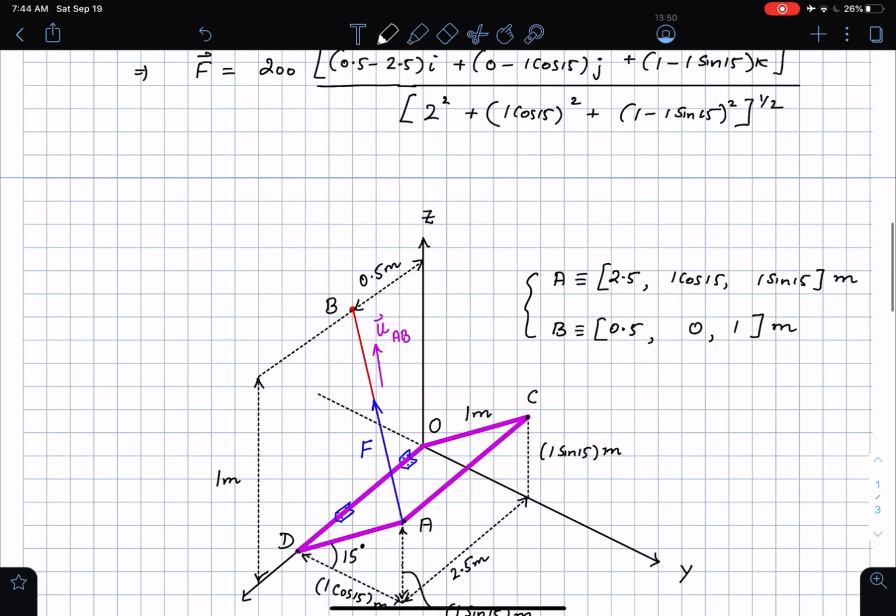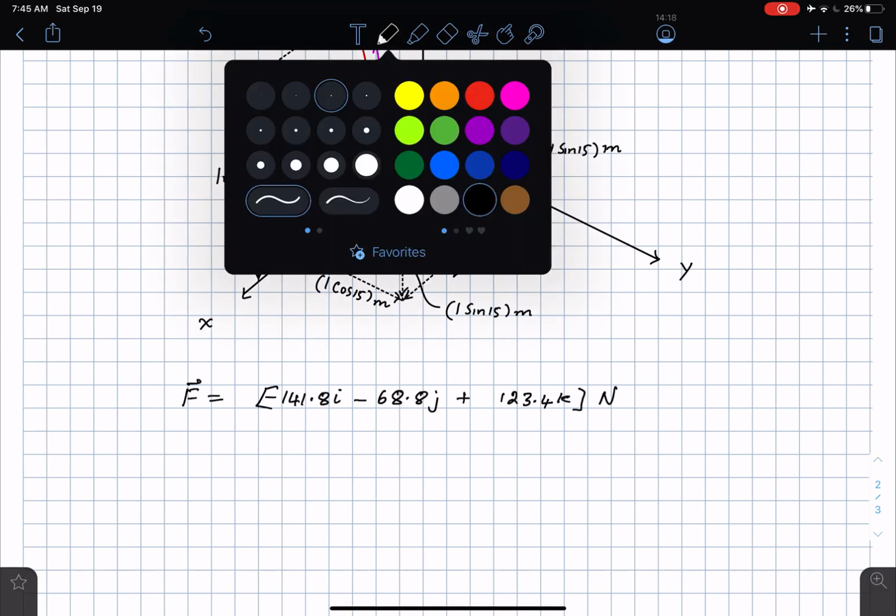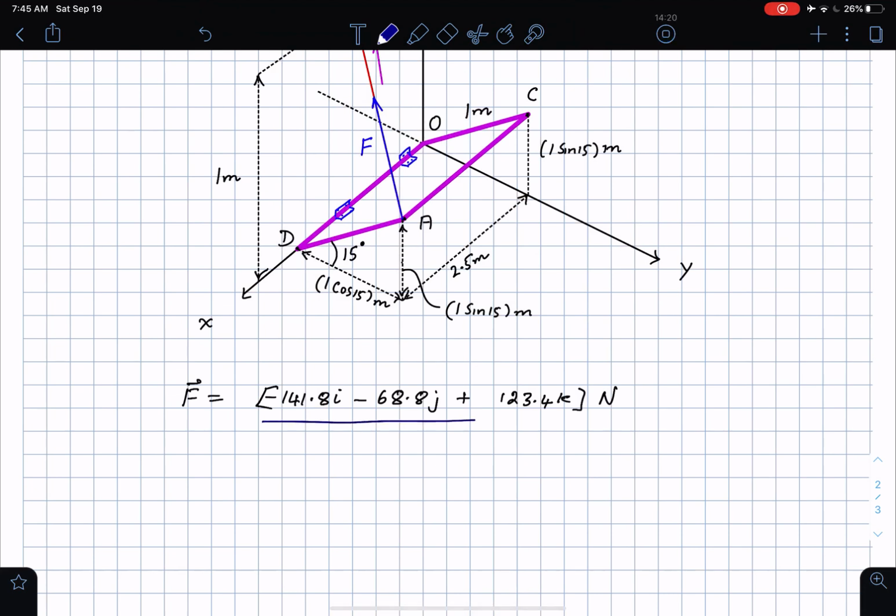If I do this, I will end up getting the force as a Cartesian vector. Very basic ideas once again. And so the force can be written as the following: minus 141.8i minus 68.8j plus 123.4k, so many newtons. So this is the force written as a vector. That was a little darker blue than I needed, but this is good enough for me.